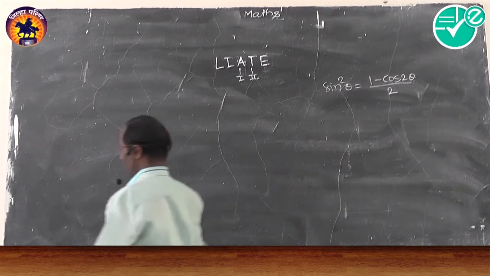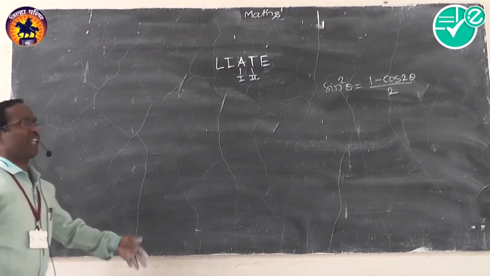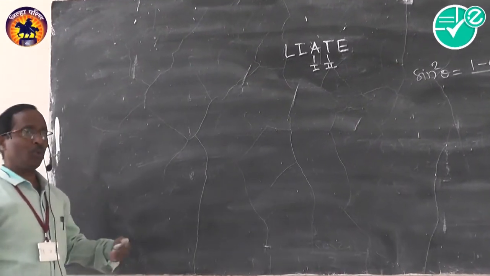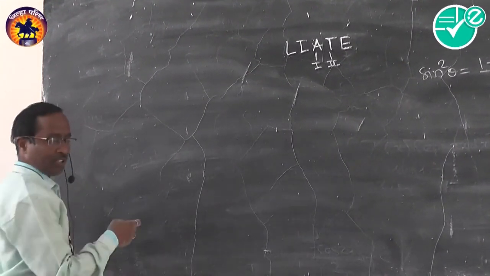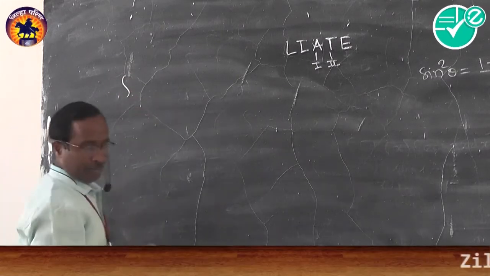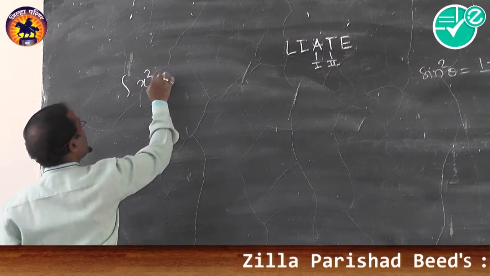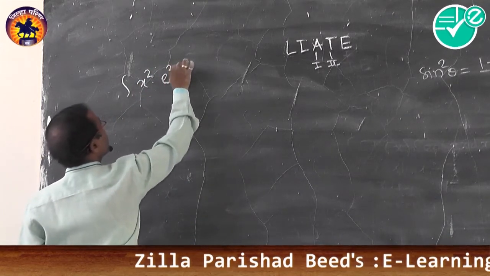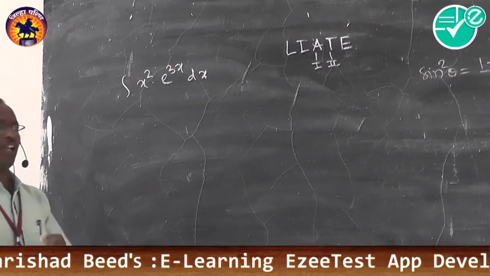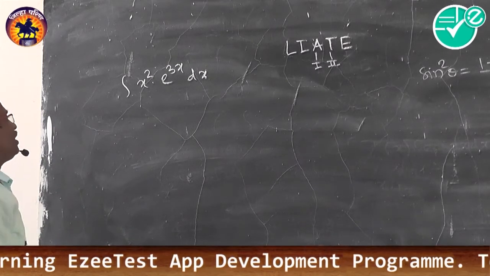Now we are going to take the next type of example. In next example, we use the integration by parts 2 times or 3 times. Now, integral of x square into e to the power 3x dx. Now we want to find the integral of this function. How we can find the integration of this given function?